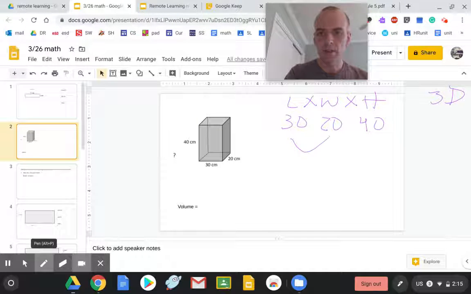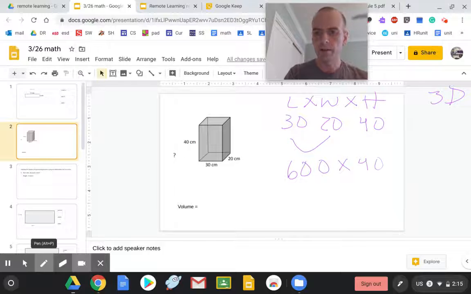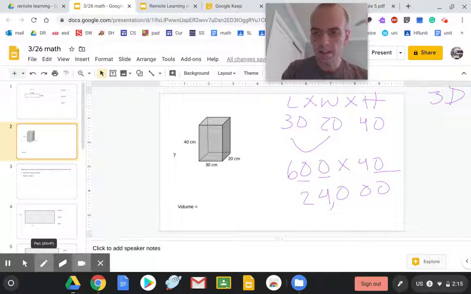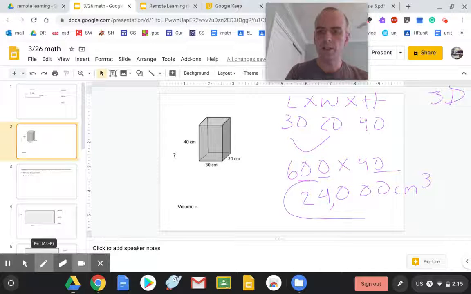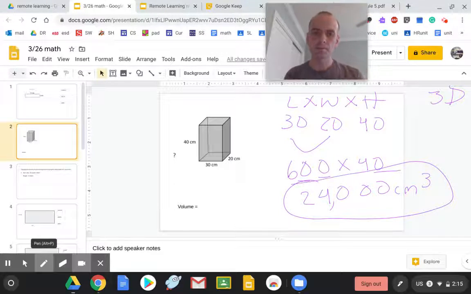So 30 times 20, well, 3 times 2 is 6, so 600. And then 600 times 40, well, 6 times 4 is 24, and 3 tens is 24,000 centimeters cubed, 3 dimensions. Okay? Moving on.